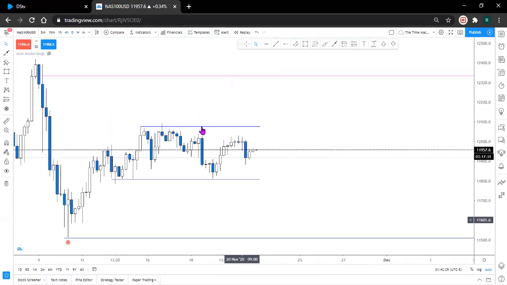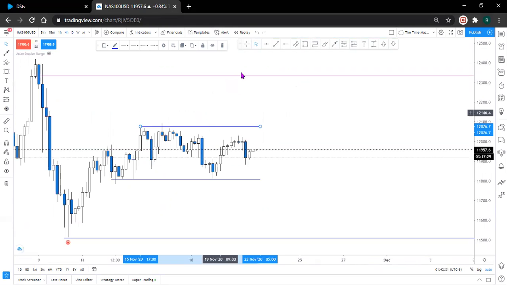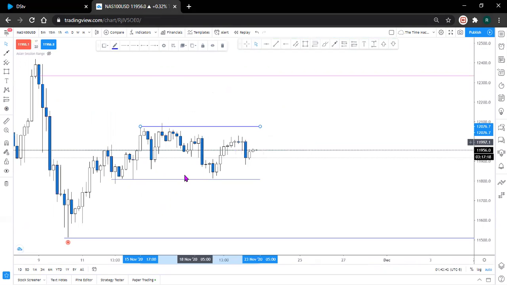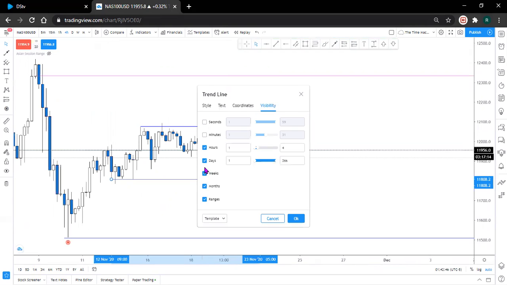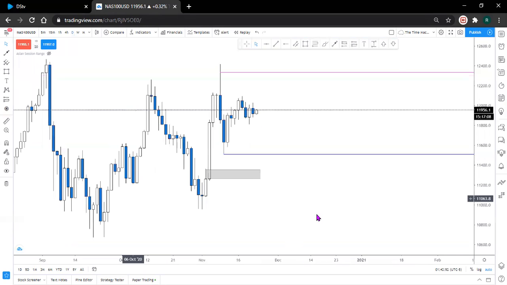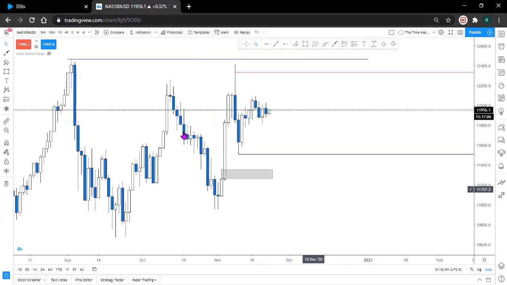Sorry, let me just make this analysis look a bit cleaner. Let's remove this. Okay, that is beautiful. All right, looking at this on the dollar index, so sorry, on NASDAQ.